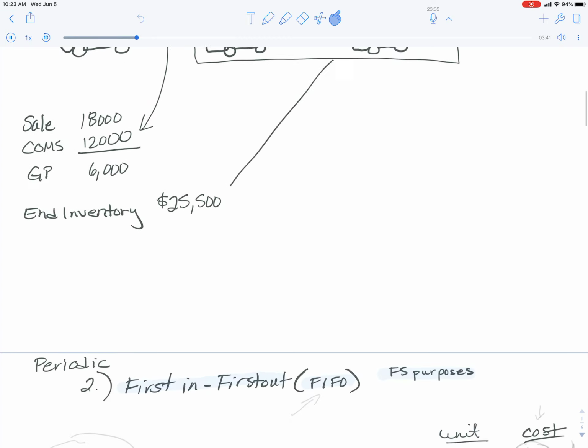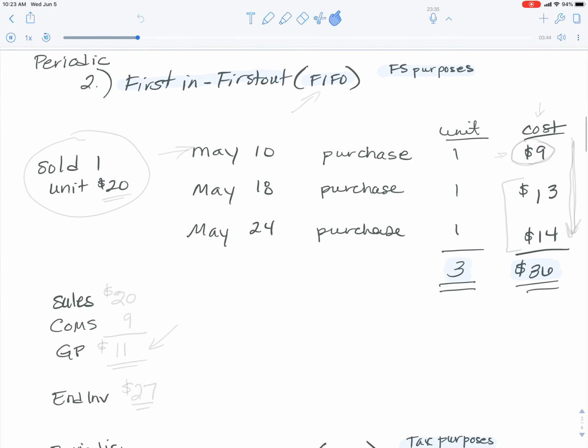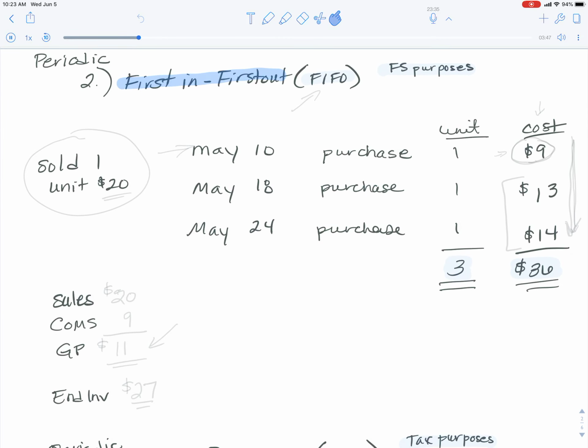Our second cost flow assumption is called first in, first out. We commonly abbreviate this as FIFO, and so I'll be referring to it as FIFO, first in, first out. This is used most commonly to prepare our financial statements. Here we have a list of 3 items that we have in our inventory. So total amount in inventory is 3. Throughout the month, as a merchandising business, we are buying this inventory, and it costs a different amount every time we buy it.